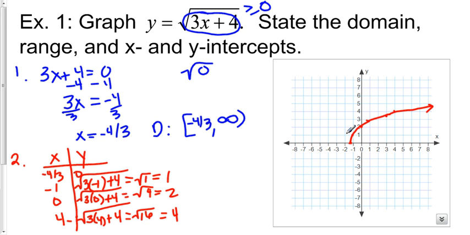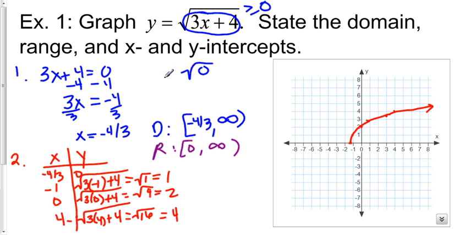When you think about domain, you want to think about the x values represented on your graph. When we think about range, we want to think about the y values represented on our graph. Well, the y values go from 0 to positive infinity. This graph will continue to climb. Even if it climbs pretty slowly, it's going to keep increasing. So the bottom y value on my graph is 0. And the y values go to positive infinity as well.